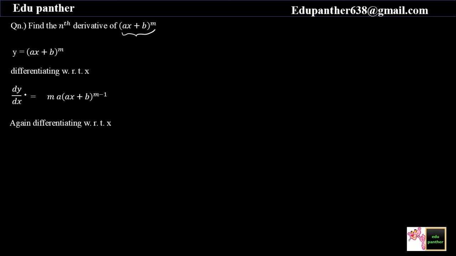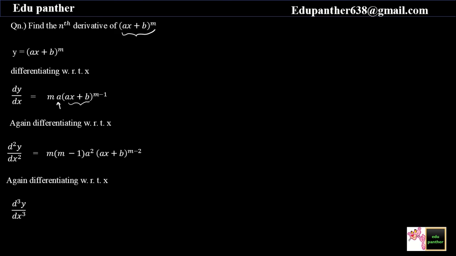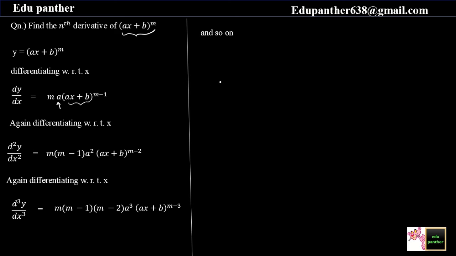The derivative of dy by dx will give us d square y by dx square, and differentiating again we get m times m minus 1. Now how are we getting this a square? This a was already there, so after differentiating one more a will come, making it a square into ax plus b raised to m minus 2. Differentiate one more time and that gives us the third order derivative, d cube y by dx cube. In the same way we can keep on finding the fourth order, fifth order, sixth order derivative, and so on, up to the nth order derivative.